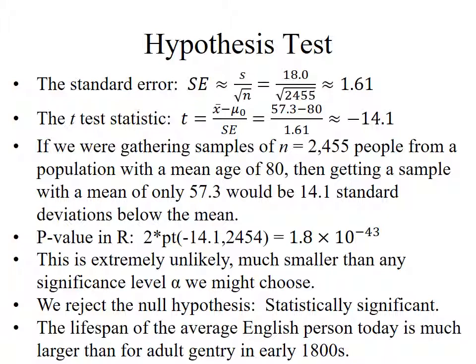Hopefully at this point we're realizing, that's a big number. T is not too far different than the normal distribution usually. And so 14 standard deviations for a test statistic, just like Z is measured in standard deviation, well, so is T. So that's 14.1 standard deviations, standard errors below the mean. So what that means, if we were out there gathering samples of 2,455 people from a population with a mean age of 80, well, then getting a sample with a mean of only 57.3, that would be 14.1 standard deviations below average.